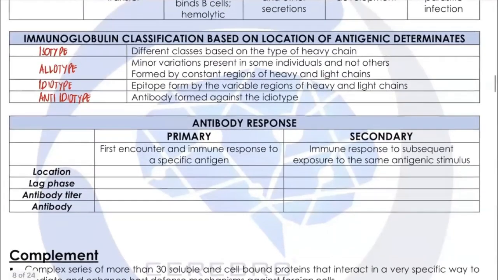Now, let's talk about antibody response. Okay, so we have the primary and the secondary response. The primary response obviously happens during the first encounter of our immune system with a specific antigen. And this is occurring primarily in our lymph nodes and spleen.